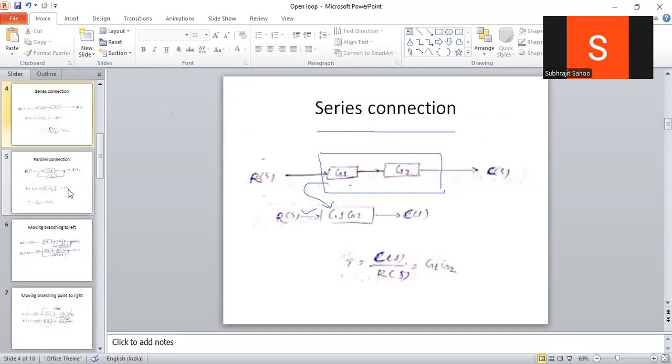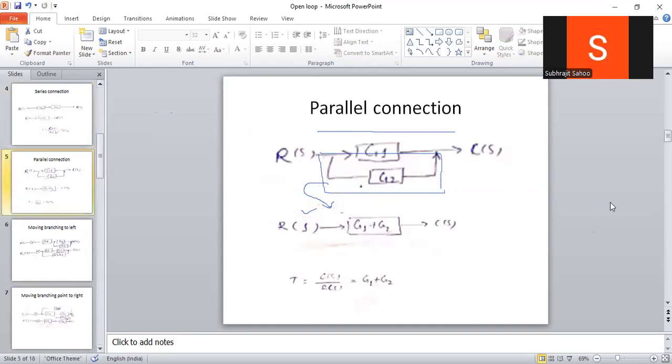Next, what is this one, sir? Parallel connection, right? This is parallel connection. The previous one is series connection. Now this is parallel connection. Observe, sir. This is G1, and this is G2. So two different gain blocks are there.